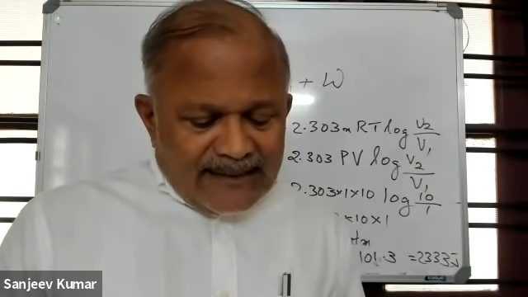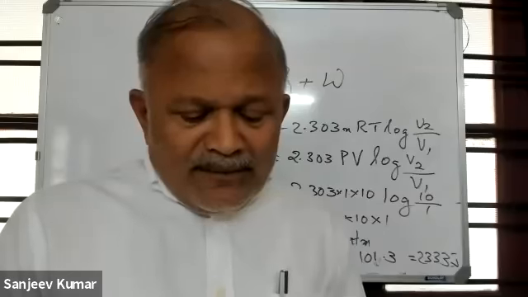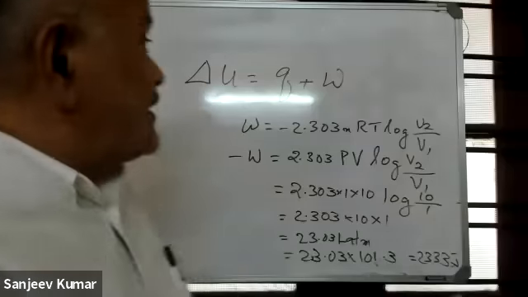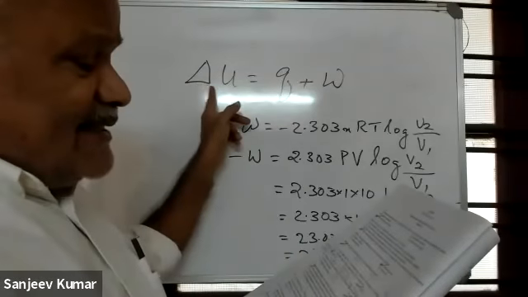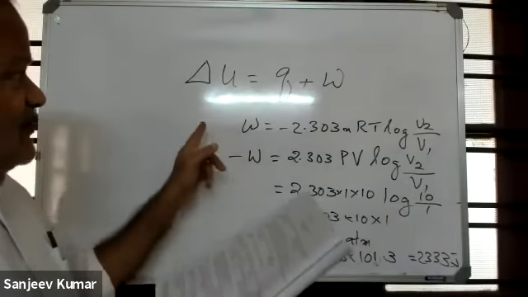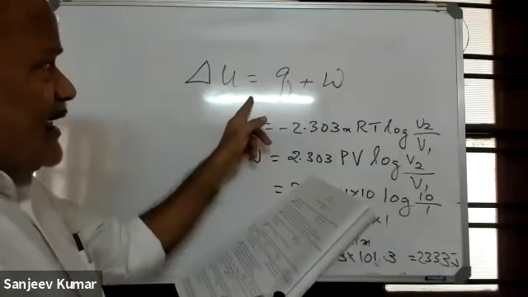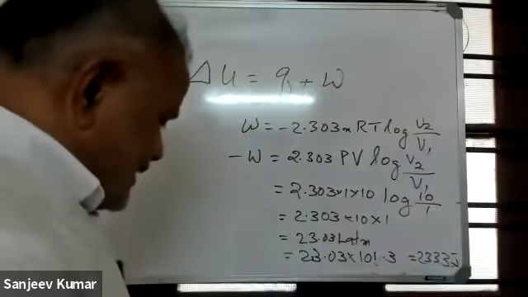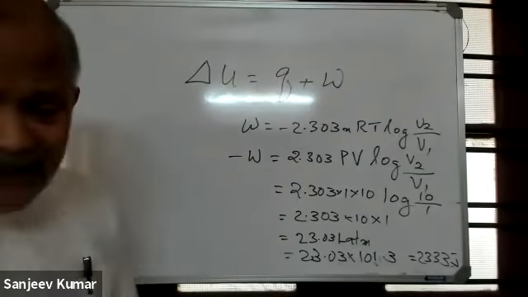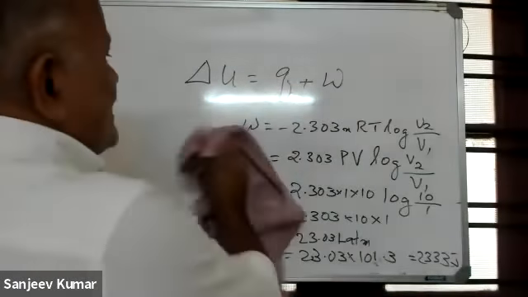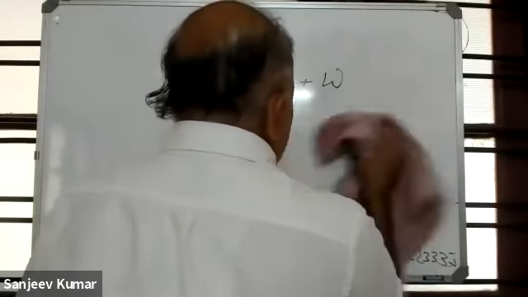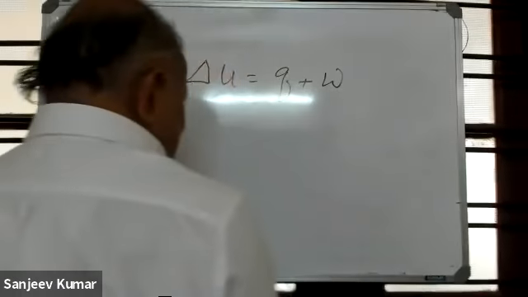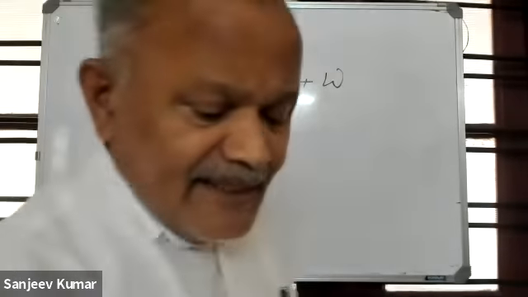The question number 6 is, which among the following is not the correct representation of the first law of thermodynamics? I have already stated that the mathematical statement for the first law of thermodynamics is delta U is equal to Q plus W, where delta U is the change in internal energy, Q is the heat change accompanying, and W is the work. And by using this formula, we can find out the relationship between the internal energy change, the heat change accompanying, and work.